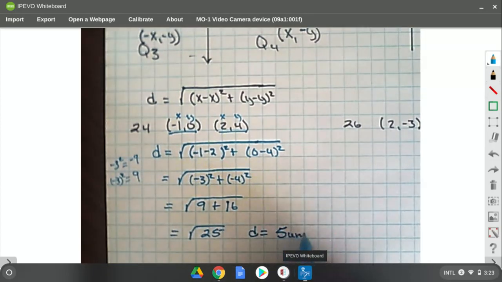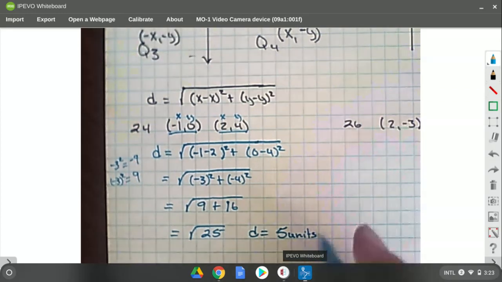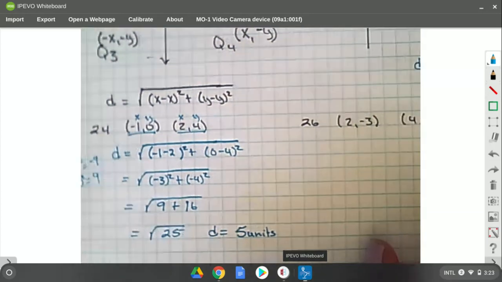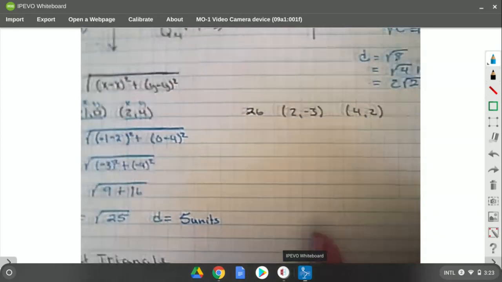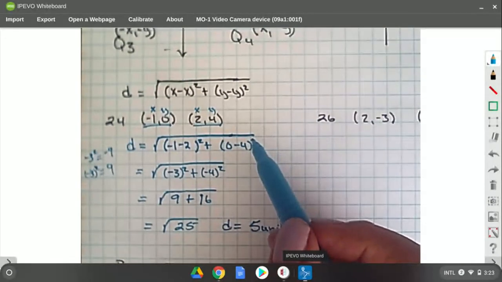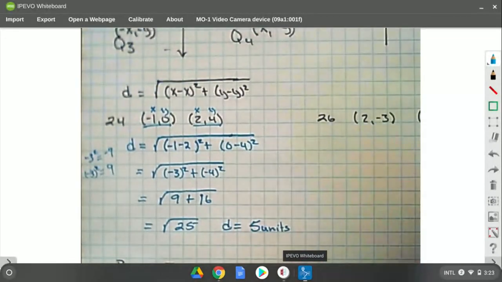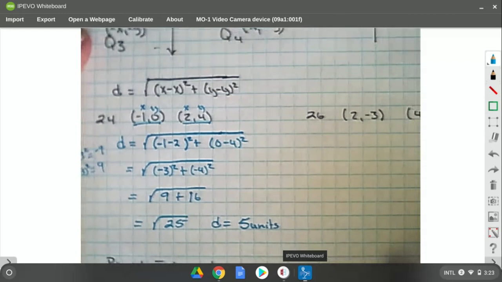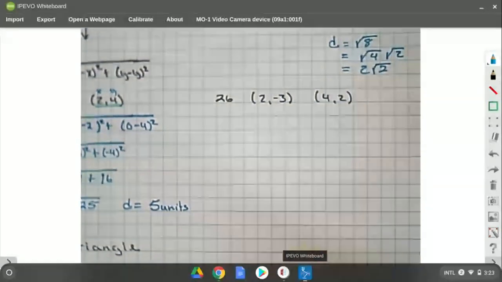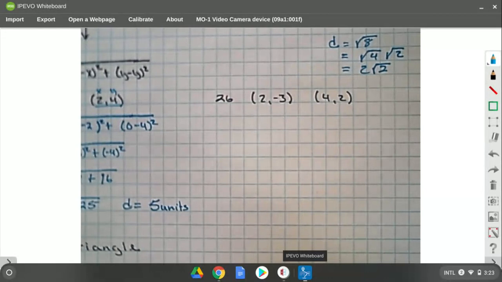Okay? And don't worry about the plus or minus because it's distance. So you can't have a negative distance, right? So it's just going to be a positive. All right, so try your 23 or your 25. Put your video on pause. Try working that one, and then come back and we'll do 26.